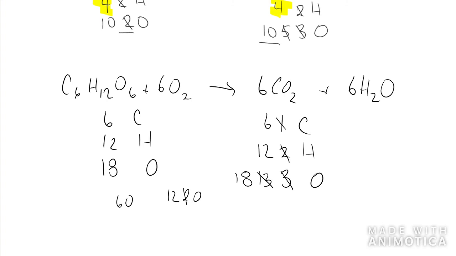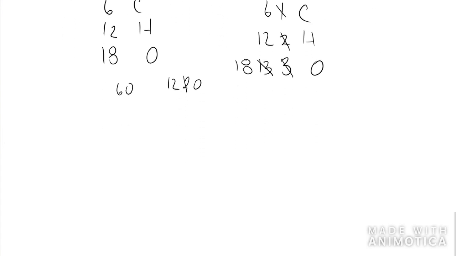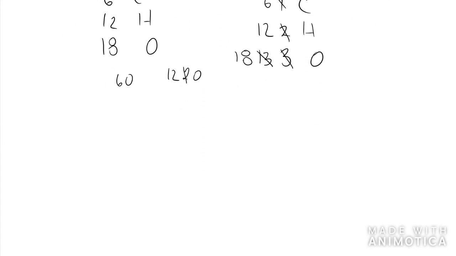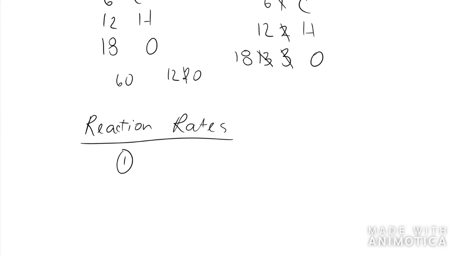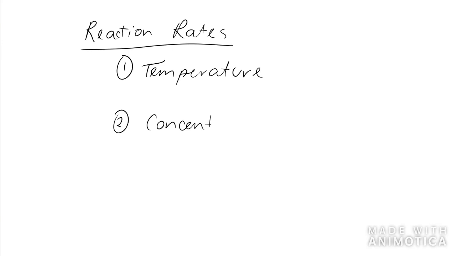So those are the last 3 reactions, but I just want to briefly talk about reaction rate with you guys. Reaction rate is how to either speed up or slow down a reaction. There are 3 main ways that we can either speed up or slow down a reaction, and that is going to be temperature, concentration, and surface area.